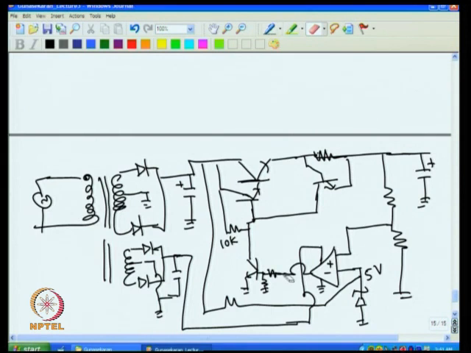So for example, to make this conduct, if I put 1K and 1K here, I know this has to come to 0.6, so this has to be around 1.2. If it has to be 1.2, then the difference required is 1.2 divided by the open loop gain, which is very high, say 20,000. Then I need only about 0.1 millivolt difference.